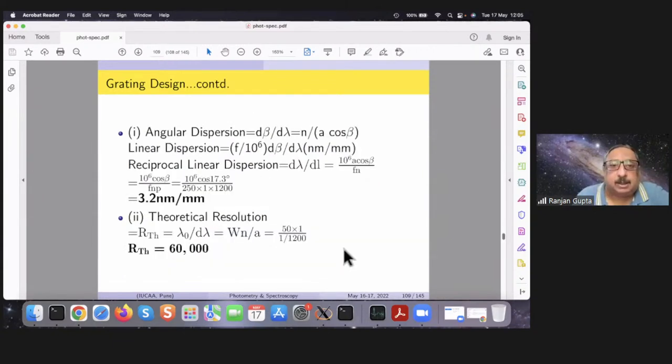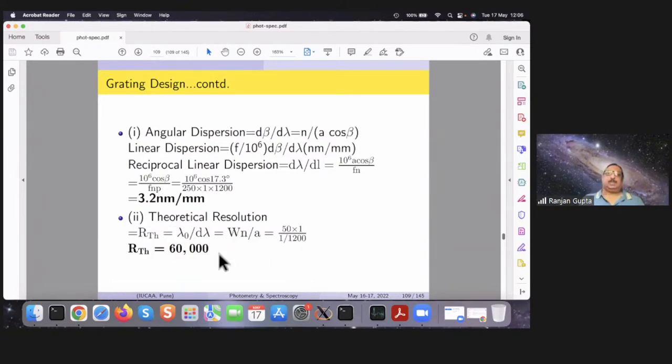With all these numbers, the first formula to be used is for angular dispersion. Linear dispersion is this, which we already defined. And finally, this is what we are looking for: 10 to the power 6, A cos beta by F into N. All these numbers are plugged in. You get 3.2 nanometers per millimeter. So on the CCD image, every millimeter corresponds to 32 angstroms. 1 nanometer is 10 angstroms, so 32 angstroms. And the theoretical resolution is easy.